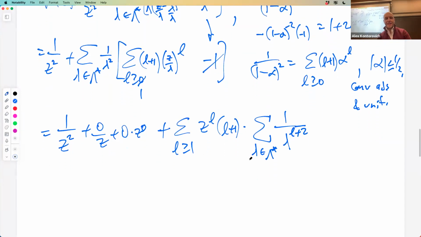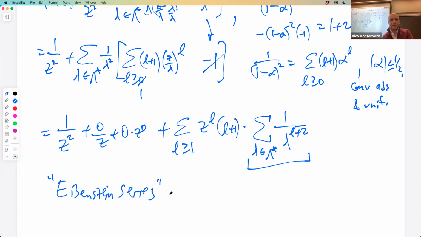This function has a name. Does anybody know what this series is called? This is called an Eisenstein series. This has a name. So the Eisenstein series of weight k, which is written like this, E sub k of tau.